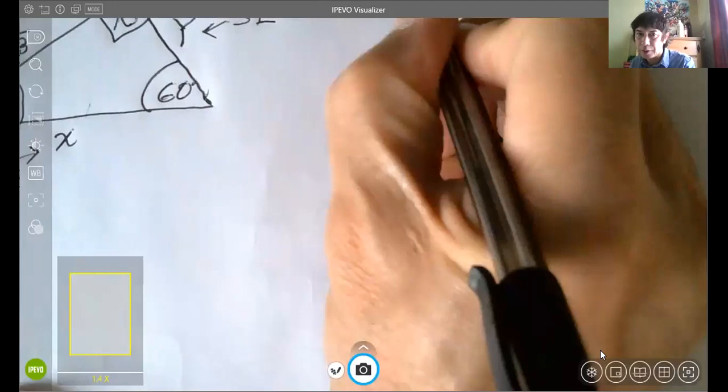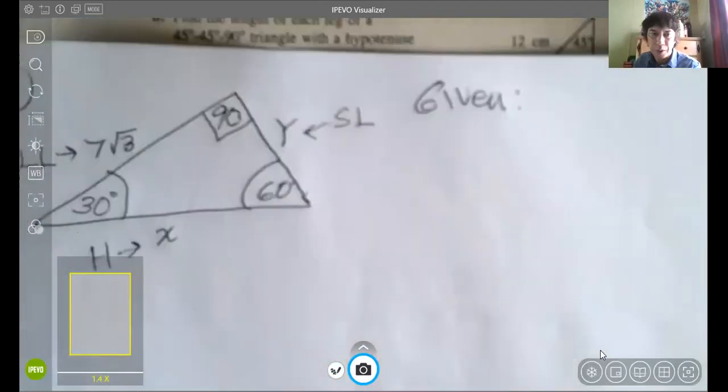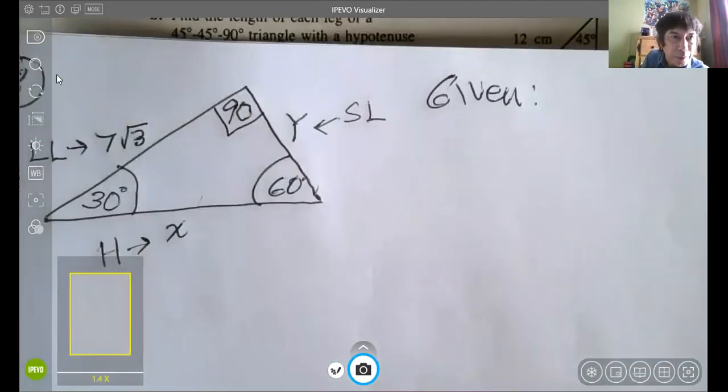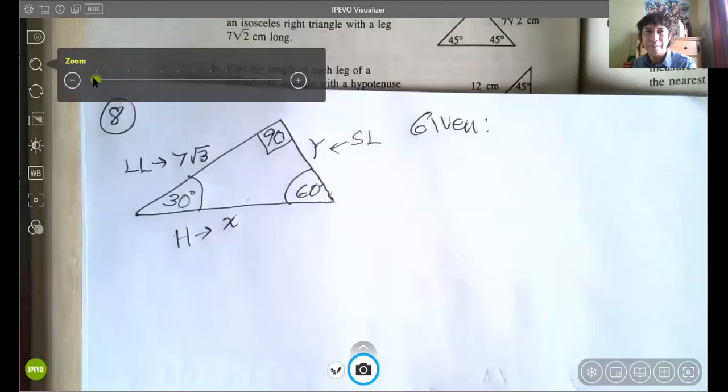We shall adjust the screen. Okay, let me just make it smaller. Let's make this one smaller. Okay, let's do it that way.